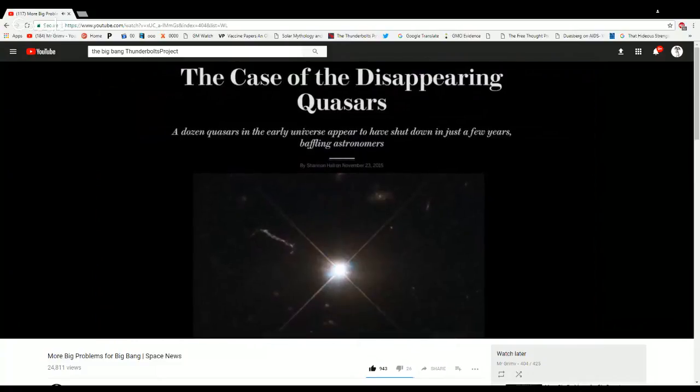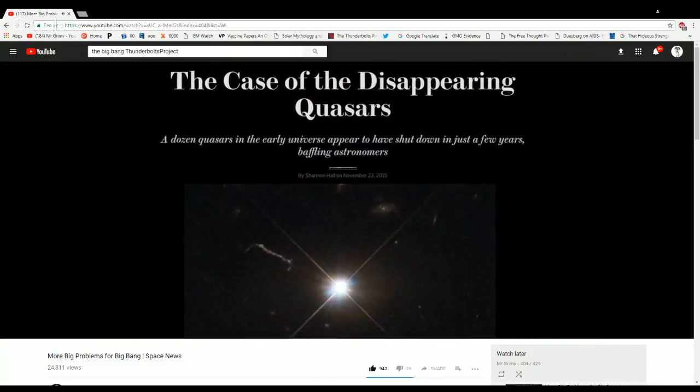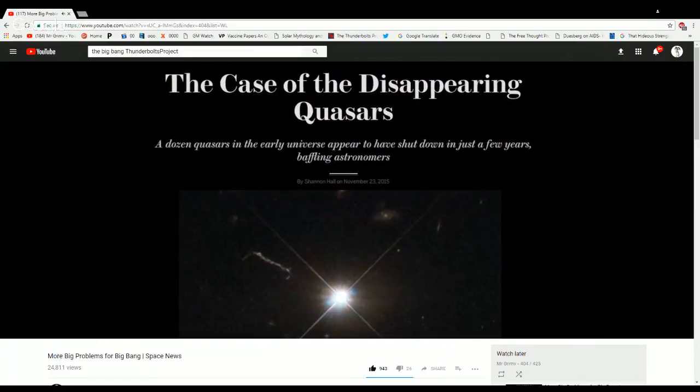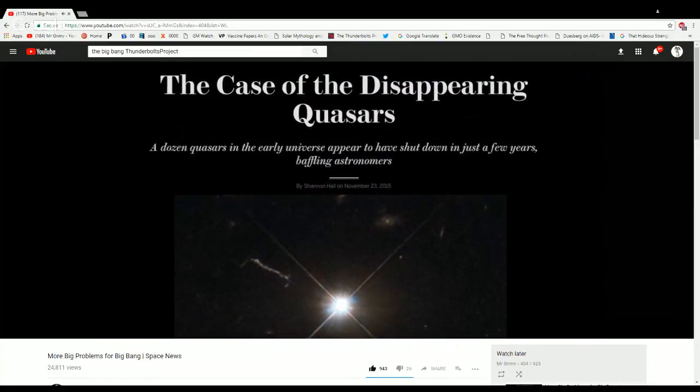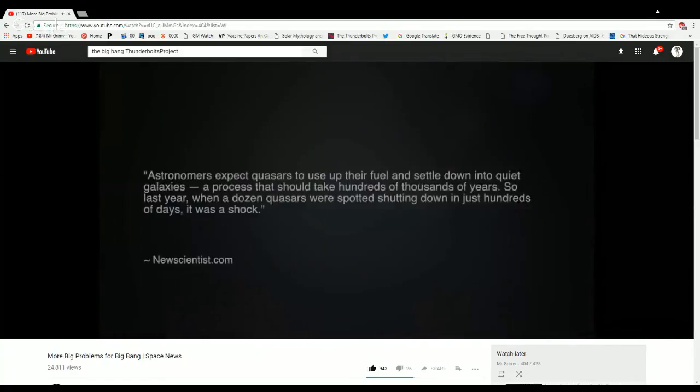The team also recorded a total of 12 quasars, quote, shutting down in a period of hundreds of days, rather than the hundreds of thousands of years required by standard theory. As reported by newscientist.com, astronomers expect quasars to use up their fuel and settle down into quiet galaxies, a process that should take hundreds of thousands of years. So last year, when 12 quasars were spotted shutting down in just hundreds of days, it was a shock.